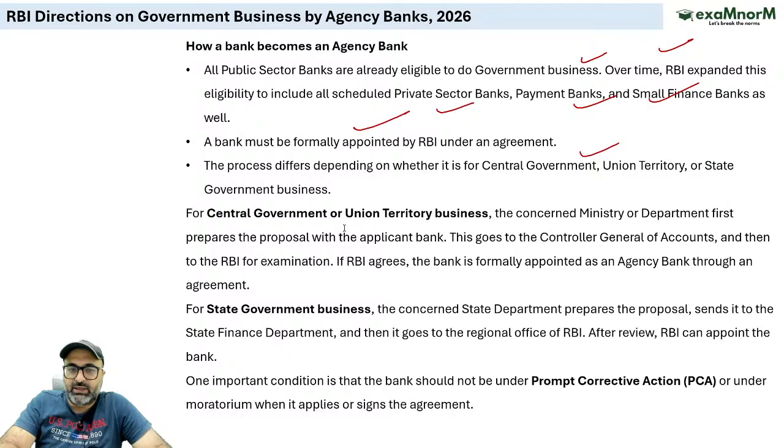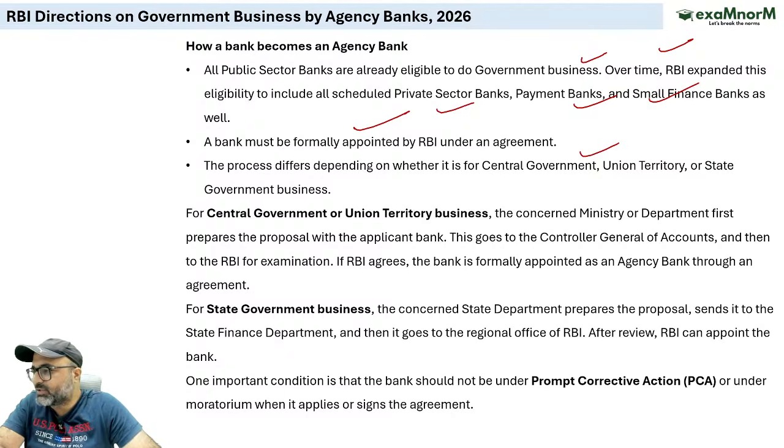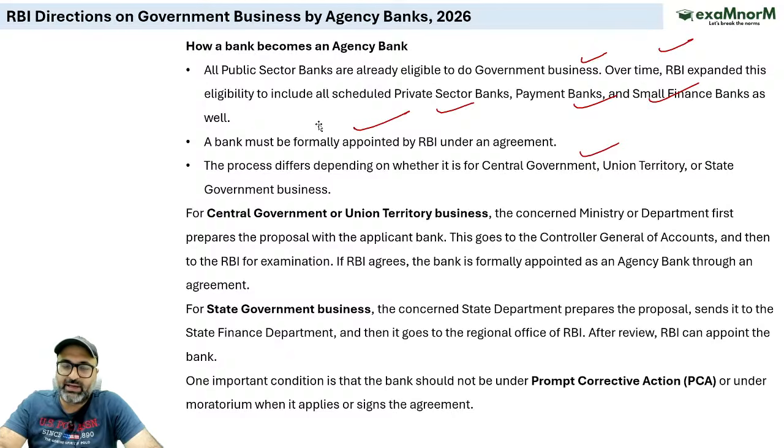It is very clearly mentioned on the screen itself कि if you are talking about a central government, then what will be the process? Sir, in case of central government, the concerned ministry or department will first prepare the proposal with the applicant bank कि भैया applicant bank का क्या proposal है और हमें उससे क्या क्या काम कराना है. तो उन्होंने applicant bank की डिटेल्स और हमें उससे क्या क्या काम कराना है वो सारी डिटेल पहले उन्होंने फॉरवर्ड कर दी किसे. सो दे विल बी फॉरवर्डिंग दैट डिटेल टू दी CGA.